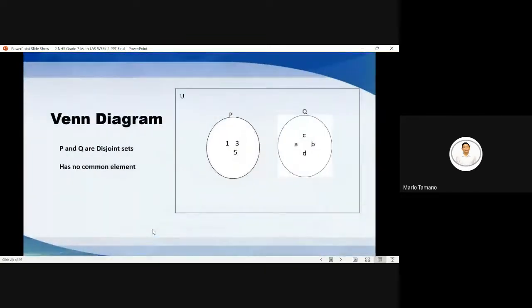Yan. So, universal set, we have here the set P, 1, 3, 5. Set Q, a, b, c, d. So, magkahiwalay po sila. So, disjoint meaning to say, they are separated. Naintindihan? Hindi po sila nag-overlap or they do not touch each other. Okay?